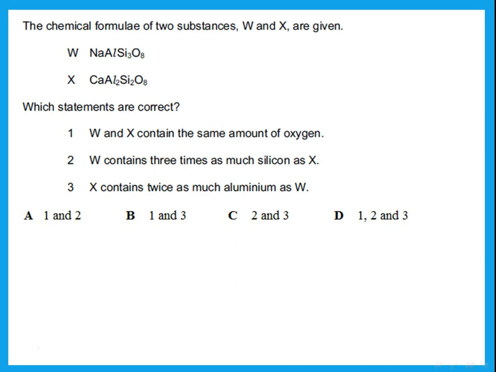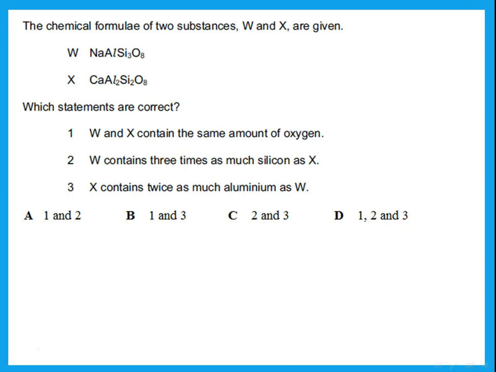W and X contain the same amount of oxygen. Is that correct? Yes. Each of them has 8 atoms of oxygen. Okay, so number 1 is right. W contains 3 times as much silicon as X. Where is the silicon? No, because W has 3 silicons, X has 2. So that's not 3 times as much as X. So statement 2 is wrong.